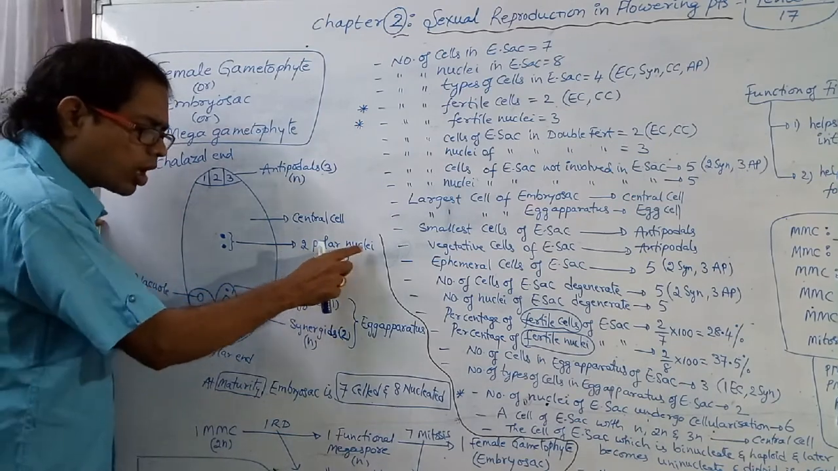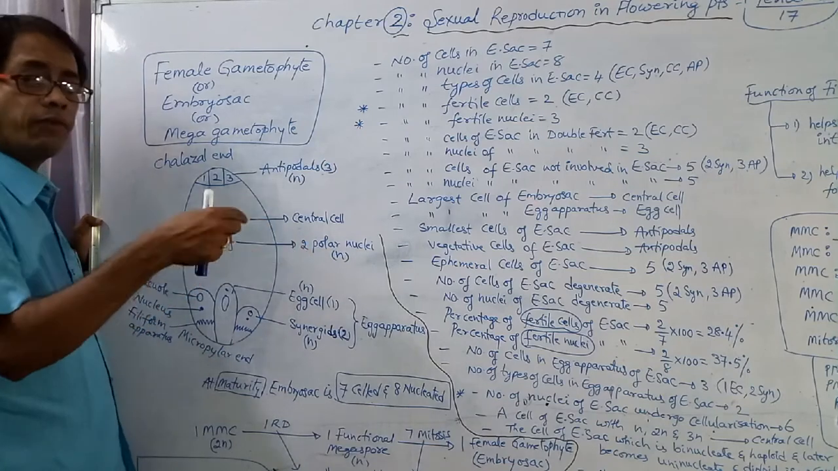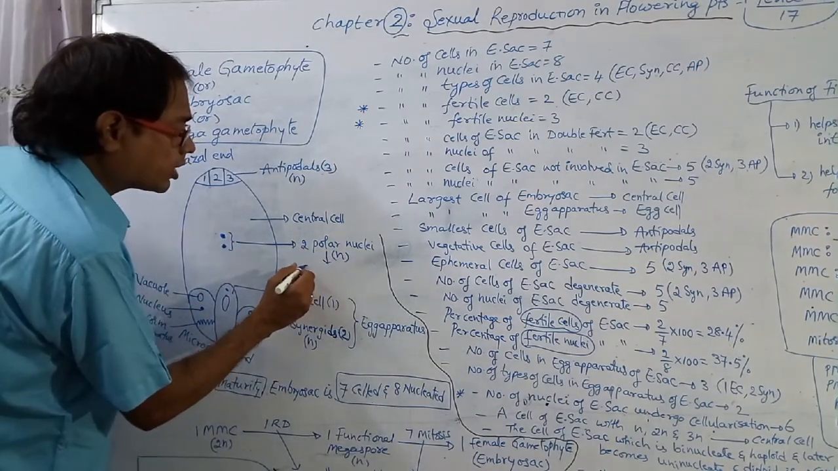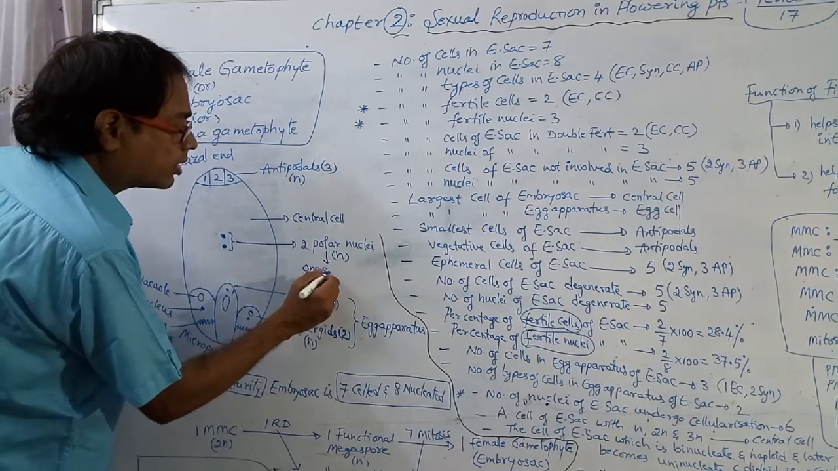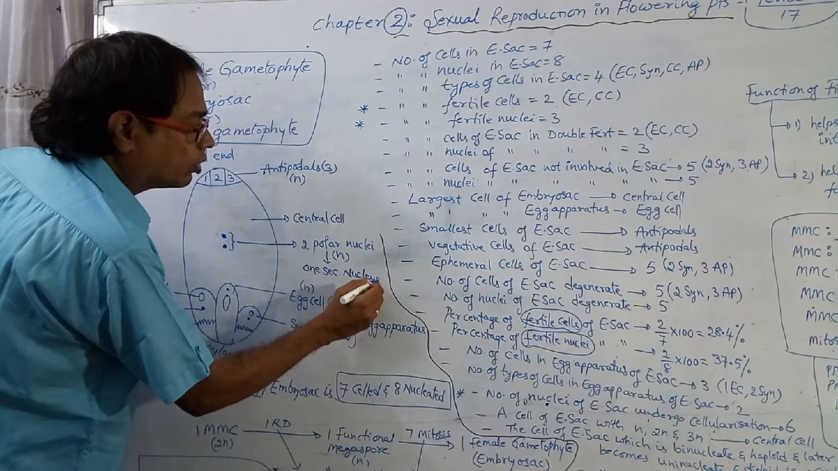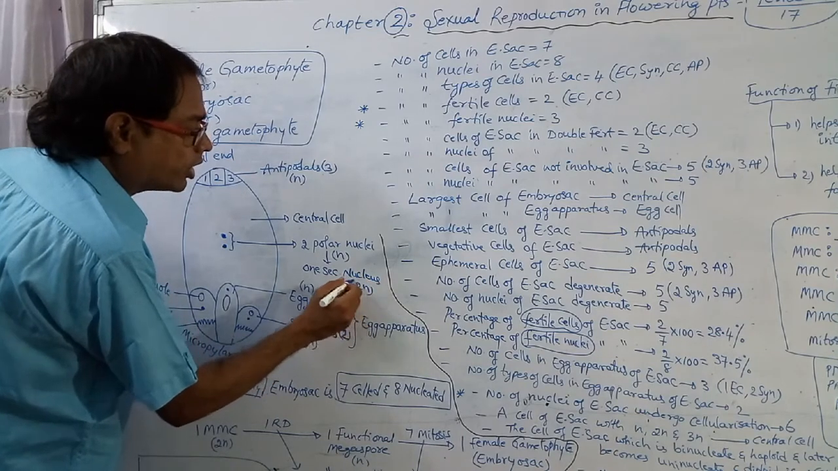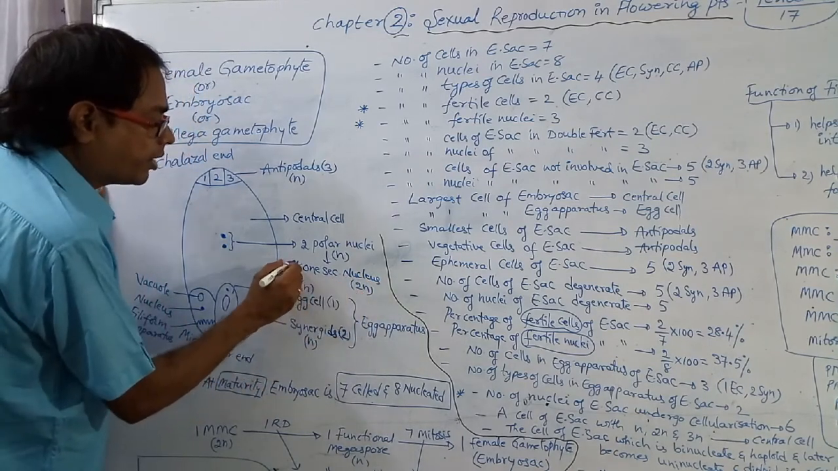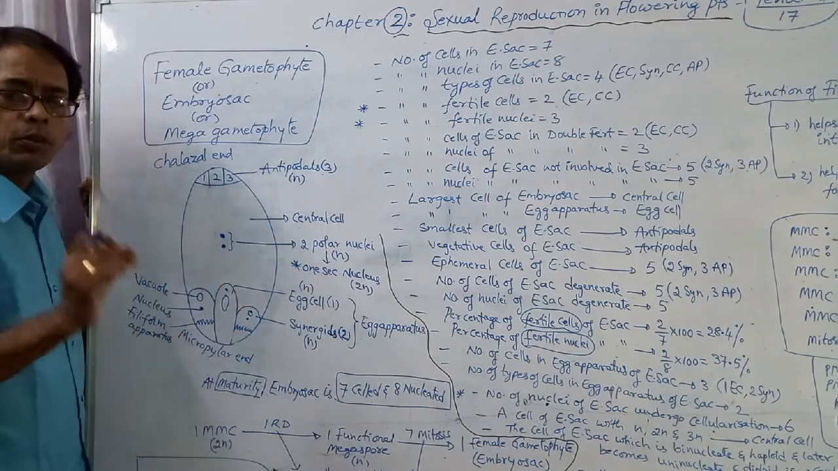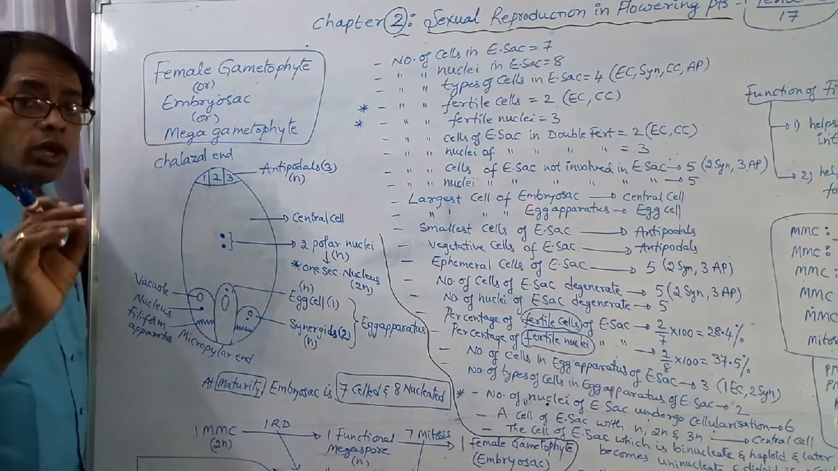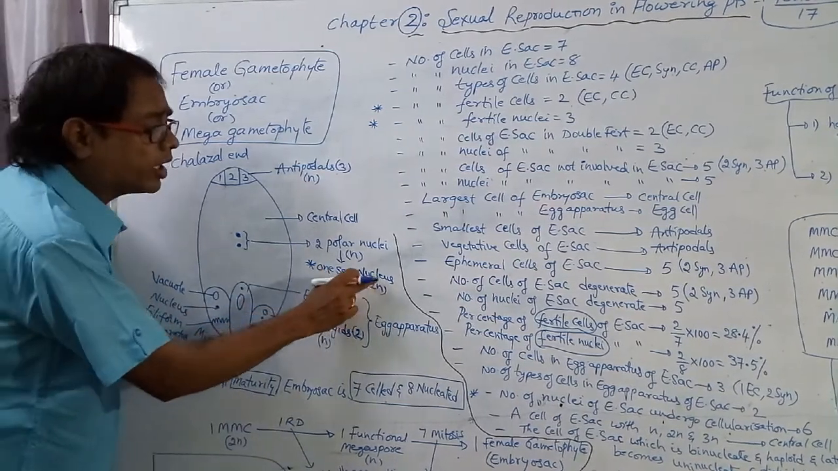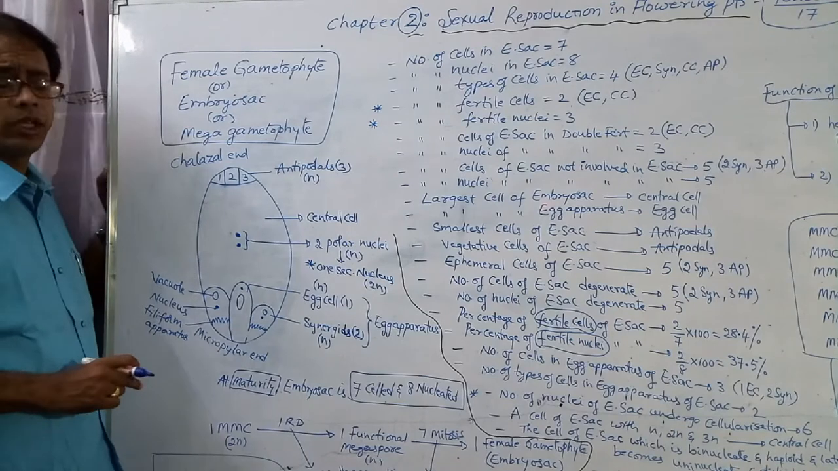When these two polar nuclei fuse together, which structure will be formed? Two polar nuclei fuse together and form one secondary nucleus. The ploidy of the secondary nucleus is diploid. This is a very, very important point. My dear students, please concentrate on this. Ploidy of polar nuclei, haploid. Ploidy of secondary nucleus, diploid.